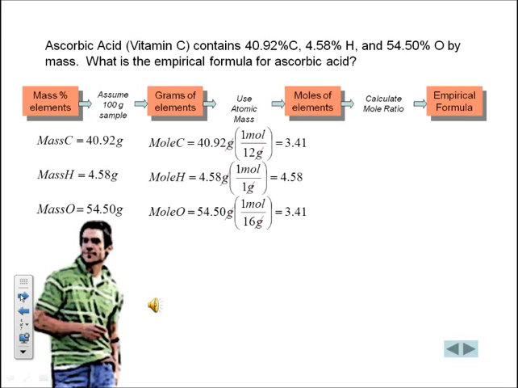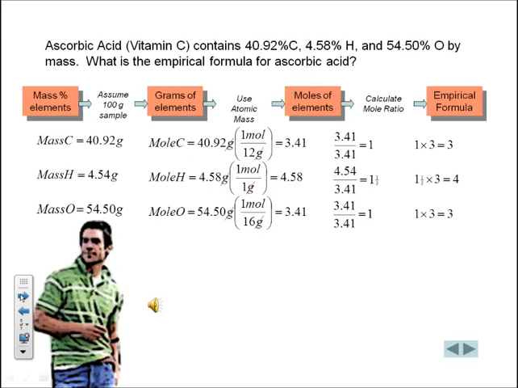Converting the masses into moles is done using the atomic mass of each element. Be sure to keep at least 3 significant figures in your answers. The simplest ratio is found by dividing all of the molar values by the smallest. In this case, the smallest value is 3.41.